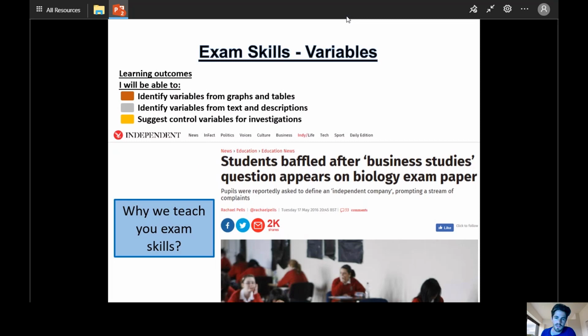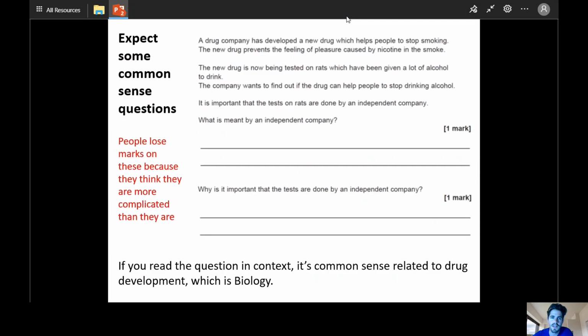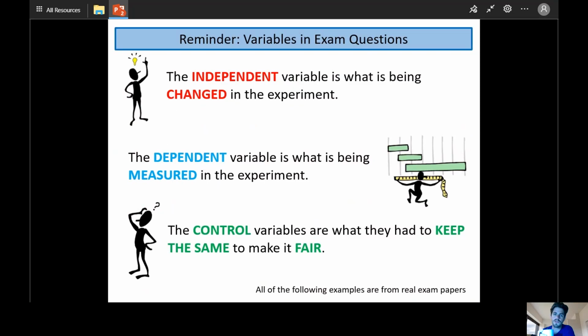When you see something like this newspaper clipping in the news, you'll understand what it's all about. So it says students are baffled after business studies question appears on biology exam paper. But if you look deeper on that, you'll see it's pretty much just a common sense question. It says, what's an independent company? Well, an independent company in this case is really obvious from the context. If you want to develop a drug, you can't test it yourself. You have to have other people testing it for you. And so in that sense, independent just means the same thing it would in any normal context. Okay? So understanding variables is really going to help you to do well in the rest of your life.